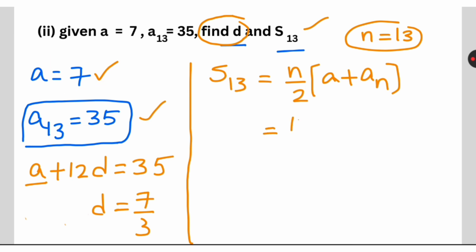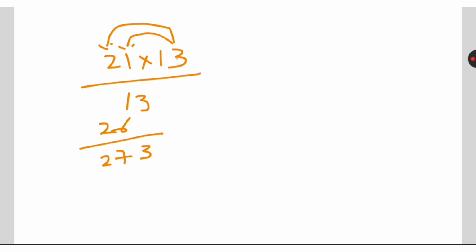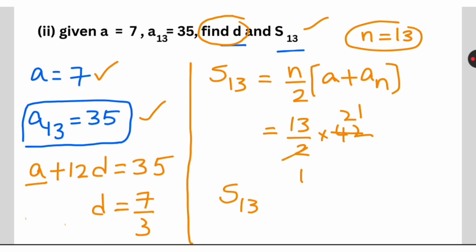What is n? 13 over 2 times, what is the first term? 7, plus what is the 13th term, which is 35. 35 plus 7 which gives 42. If we cancel with 2 we will get 21. So now we have to simply do the multiplication. 21 times 13. So let's do 13 times 1. 1s are 13. 13 times 2s are 26. So 273. So S13, that is the sum of 13 terms, is 273.